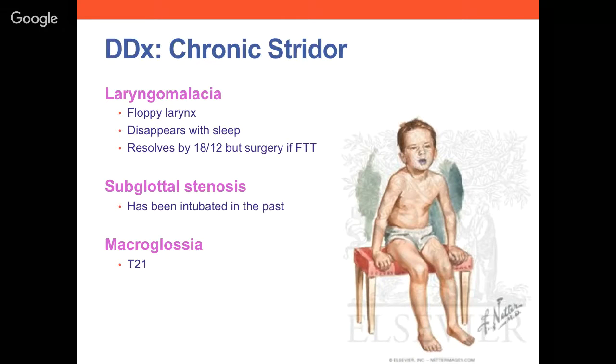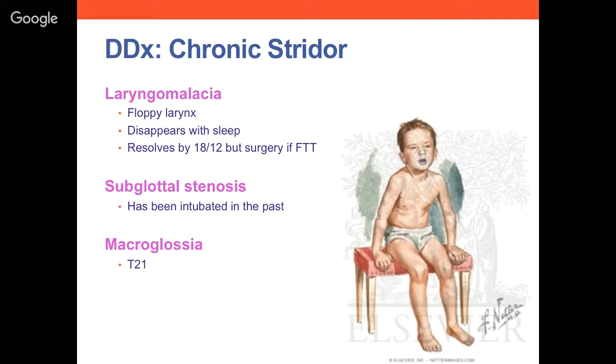So we'll go into chronic stridor. We've done sudden, we've done hours, we've done days. So this is a bit longer. Laryngomalacia is a floppy larynx, which usually has this stridor sound, but when they sleep, they're totally fine. Usually it just self-resolves at 18 months, but if they are failing to thrive, then you want to do surgery or call someone more senior.